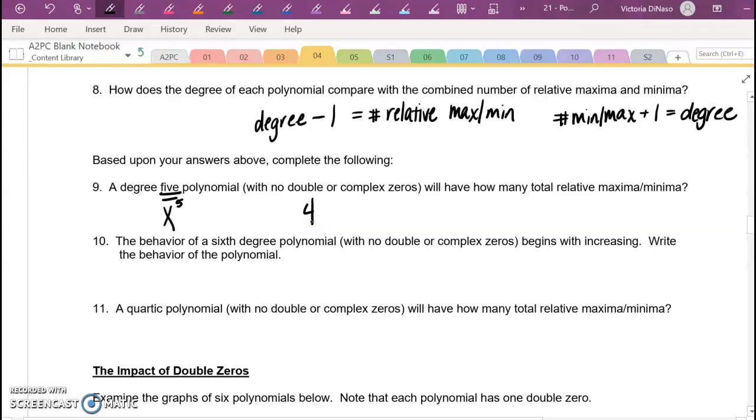In number 10, the behavior of a 6th degree polynomial, so that would be x to the power of 6. And let's say that it begins with increasing. Now, knowing that the degree is 6, that's equal to the behavior number. So if I start increasing, then I'm going to go decreasing, and I have to do this 4 more times to get a total of 6 behavioral changes.